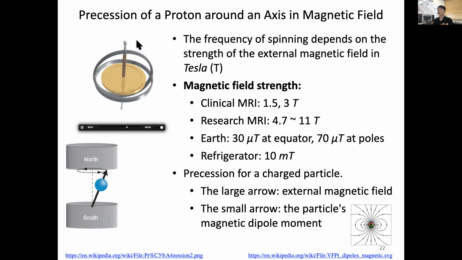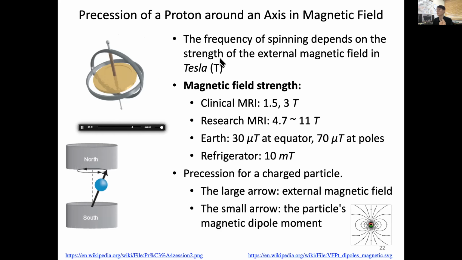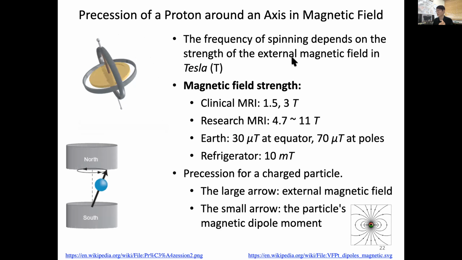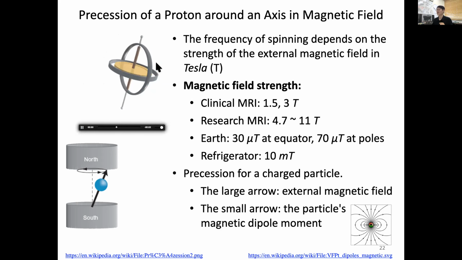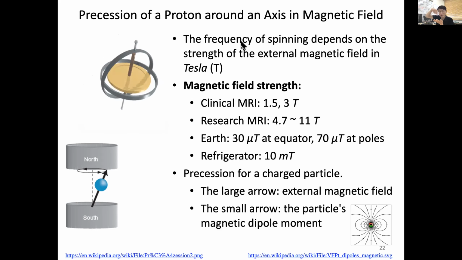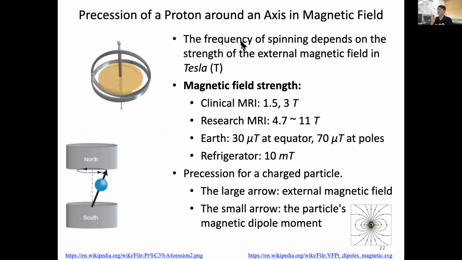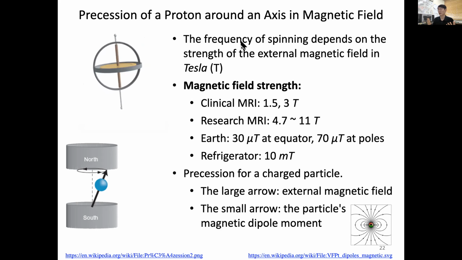So the frequency of this spinning really depends on the strength of the external field. In the spinning top case, the frequency depends on the Earth's gravitation, like g. In our case, it depends on the external magnetic field. So the frequency of the spinning depends on the external magnetic field. This is a very important concept because it provides us a way to reconstruct three-dimensional MRI images later on.